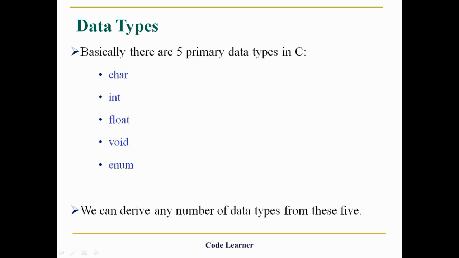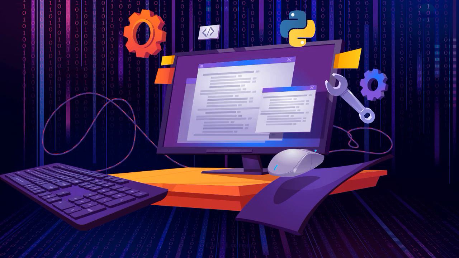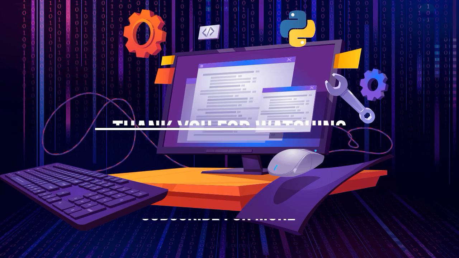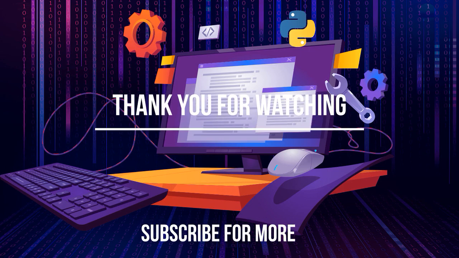We can derive any number of data types from these 5 data types. That's why these 5 data types are called primary data types. Using these primary data types, we can create complicated data types. We will discuss the other types of tokens in the coming videos. In the next video, I will show you some examples using data types and identifiers.